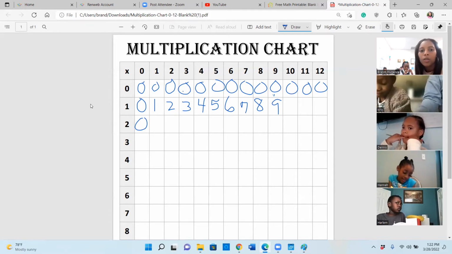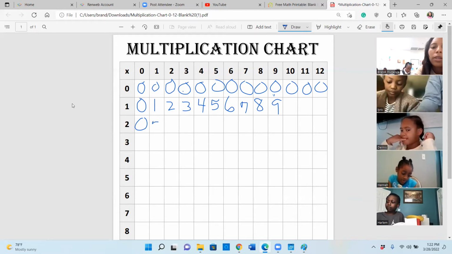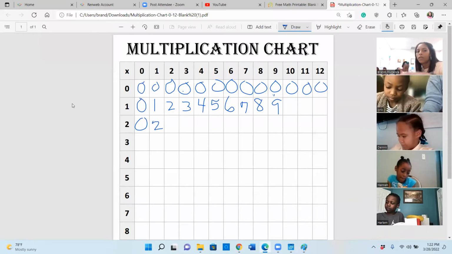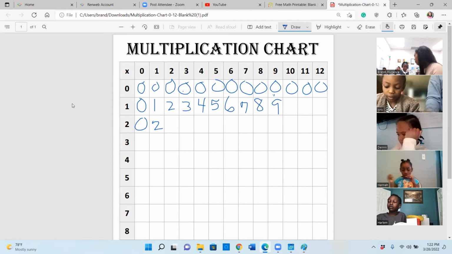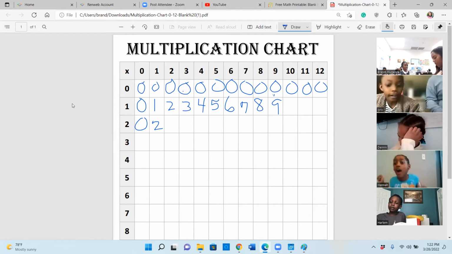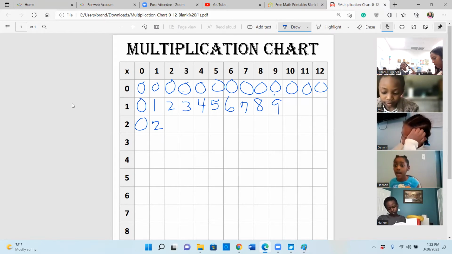Next one. 2 times 1 will be 2. Remember, anything times 1 is always that number. So 2 times 1 is 2. Now we know we're doing it in the 2 pattern.